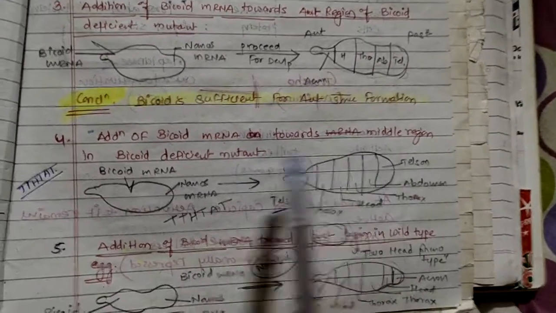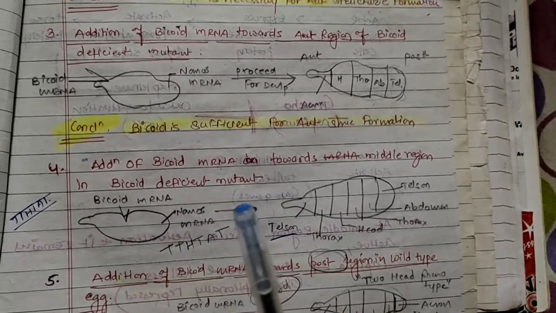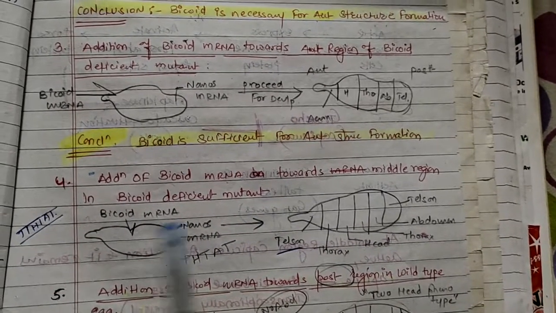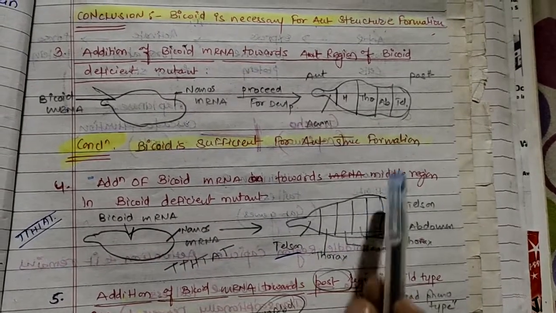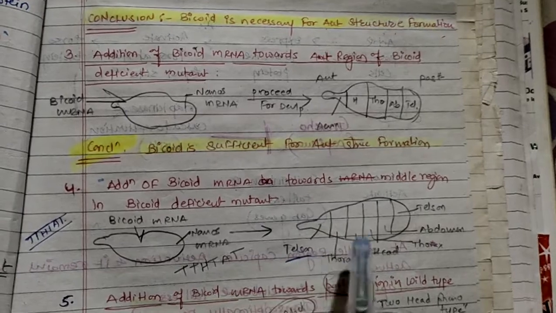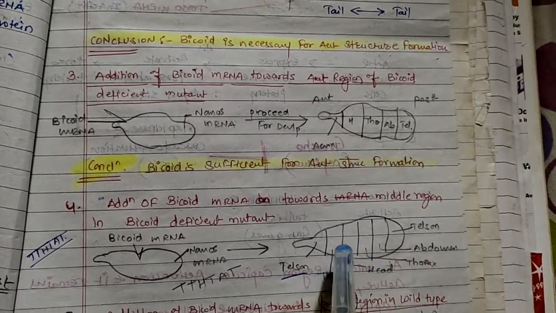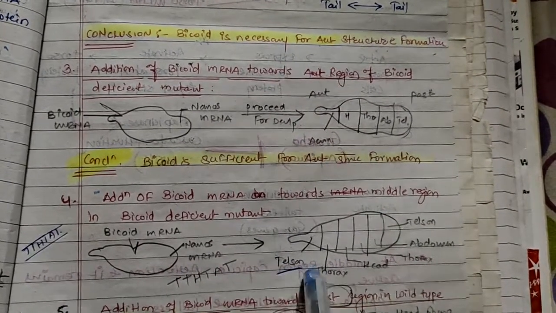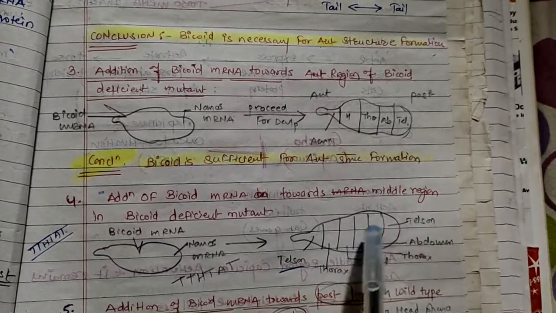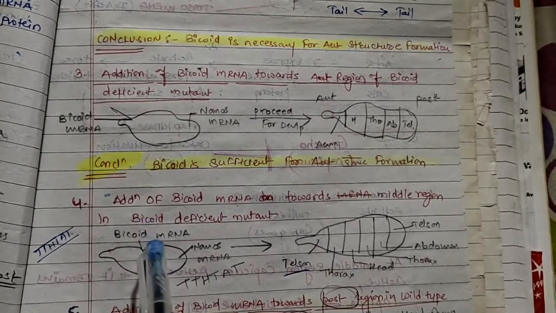Now addition of bicoid mRNA towards the middle region. If we add it in the middle, what is expected? The anterior structures will form in the middle. So telson, thorax, head, thorax, abdomen and telson. This is how it is forming. So head and thorax, which were forming in the anterior region, are now forming in the middle. And what is the sequence? Telson, thorax, head, thorax, abdomen and telson. So this is the sequence because we are putting it in the middle.